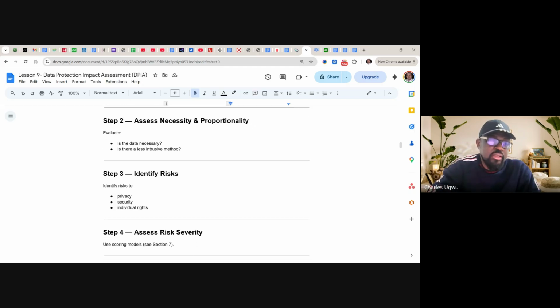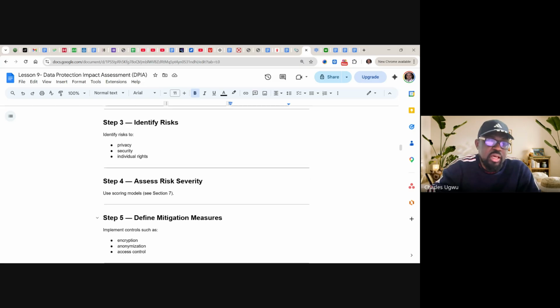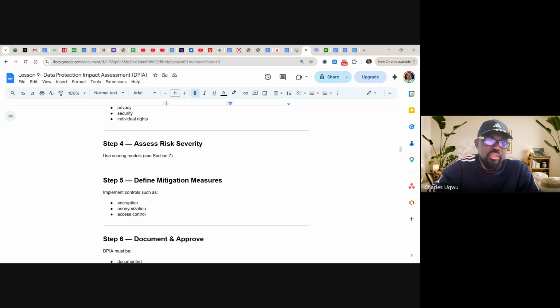Number 3, identify the risk involved. So identify the privacy risk, security risk, and individual risk involved in that particular data we want to collect. And then assess the severity of the risk, how severe. We are going to talk about the severity as we progress.